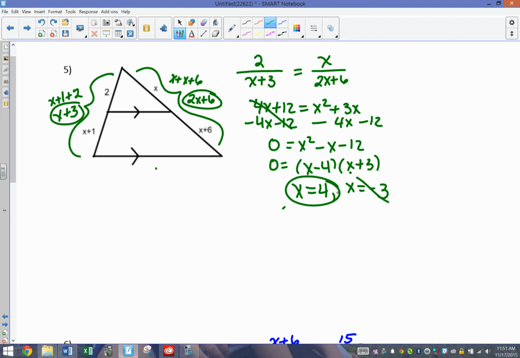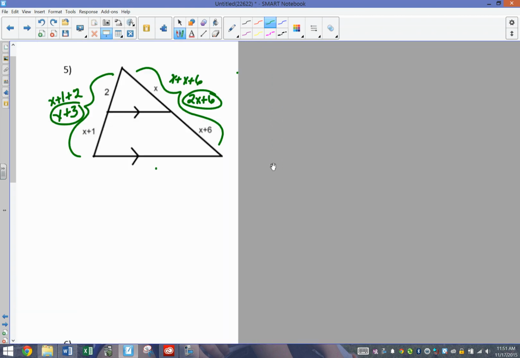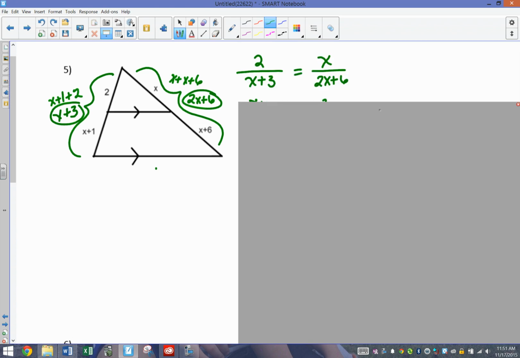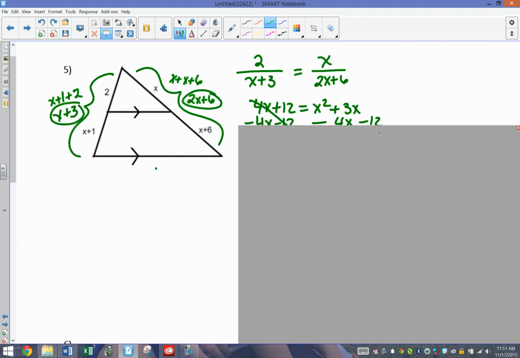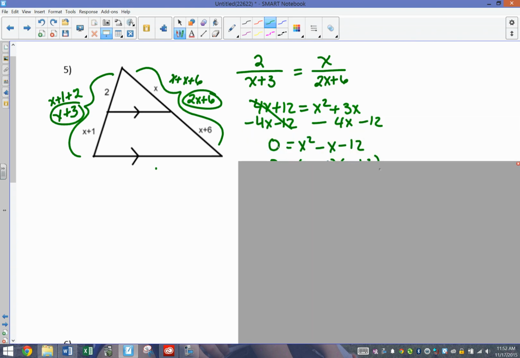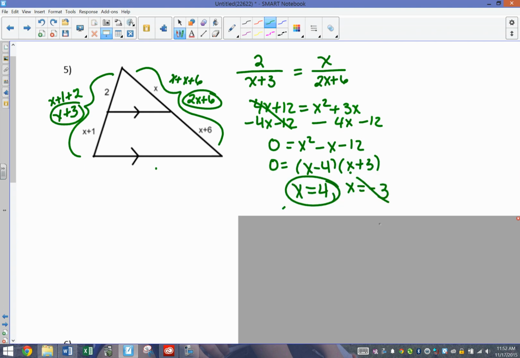So what you should have ended up with is x equals 4, and the reason being, when you try to do top to whole, my top is 2, the whole thing is 2 plus x plus 1, which is x plus 3, and this is x plus 6, which is 2x plus 6. So top to whole equals top to whole. Then when I cross multiplied, I distributed 4x plus 12, x squared plus 3x. I saw an x squared, so I set it equal to 0. I factored. I solved. And I said, wait a minute, x equals negative 3. If I plug that in here, I'd have a negative length. So we have to cross off that negative 3.